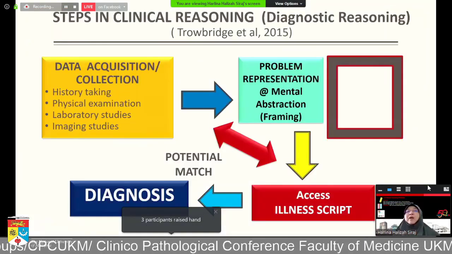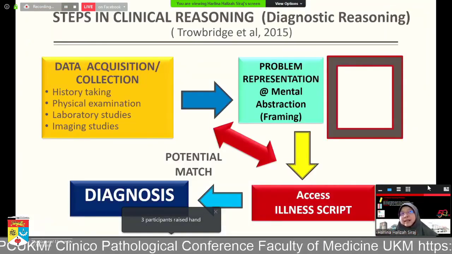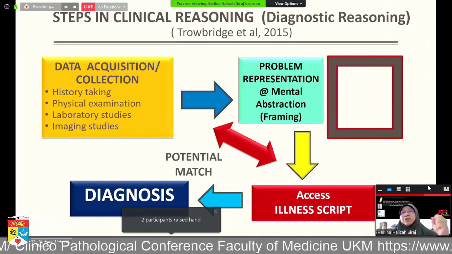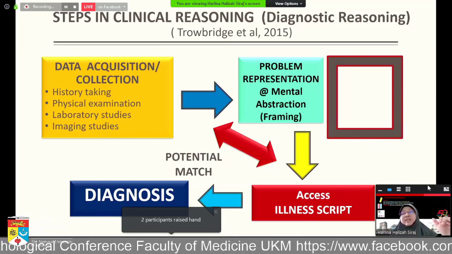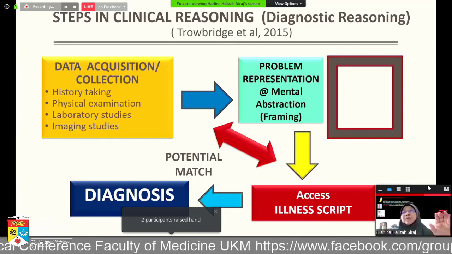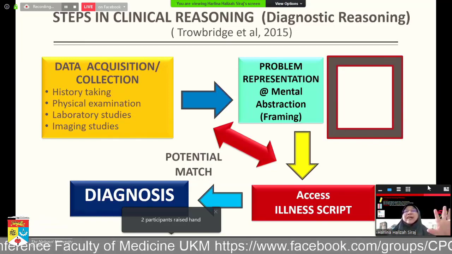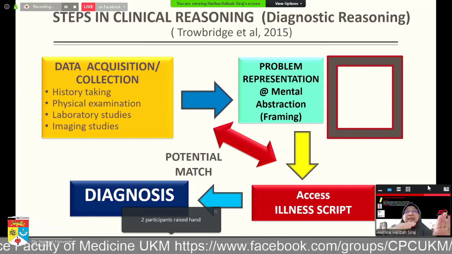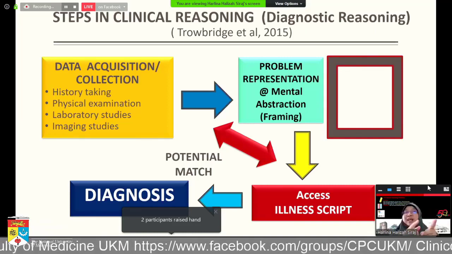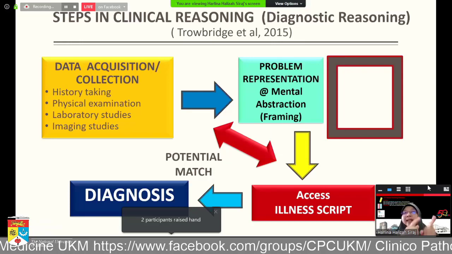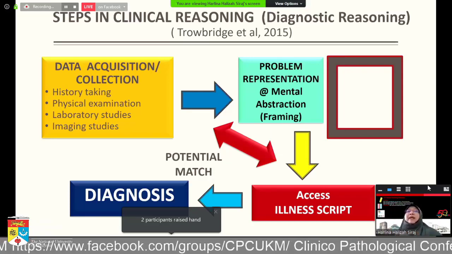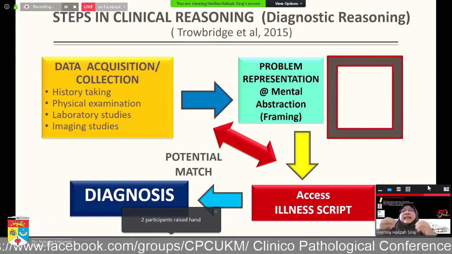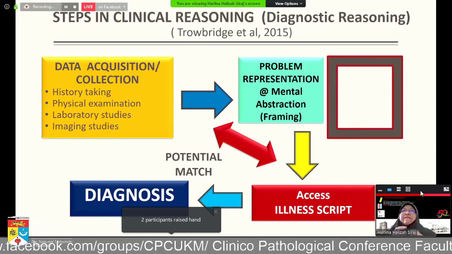So basically, this is another way of looking at it. They collect the data. So if your student has problems with history taking, physical examination, and deciding which investigation is important to start off with, they are disadvantaged in the very beginning. So make sure that they are good at this, and then we need to train them and more or less facilitate this problem representation where they can frame it.